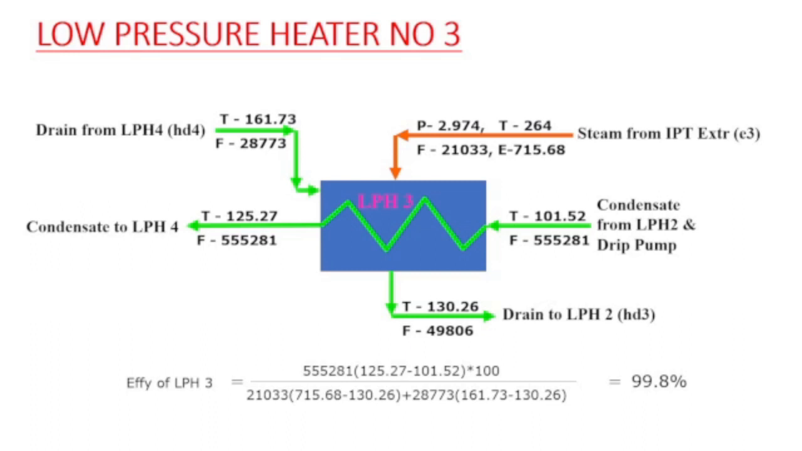The drain from LP heater 4 is also added in LP heater 3, and the extraction steam is taken from the IPT extraction E3. The pressures, temperatures, enthalpies and flows are shown in the diagram. The efficiency of LP heater number 3, if you calculate, comes out to be around 99.8%.